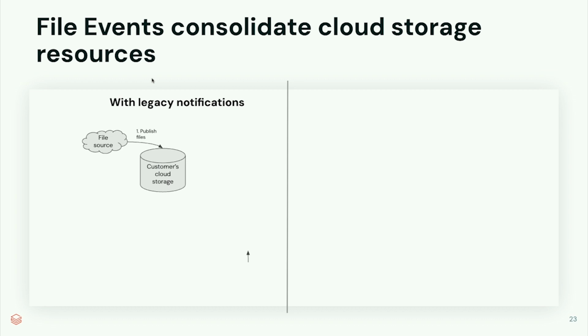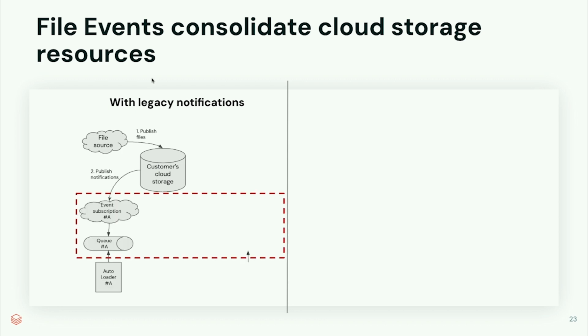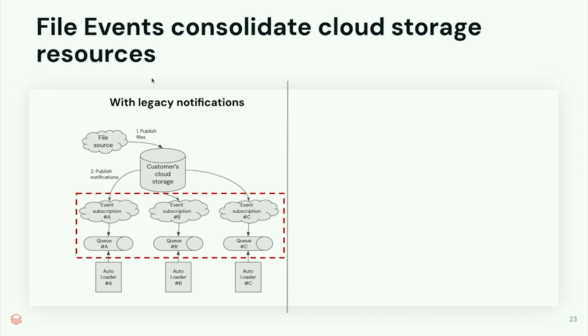Another cool thing about using the file event is that with file notifications, you have to go and create an event subscription and cloud queues for each autoloader source that you create. So if you have, like, 3 autoloader sources that are reading from the same cloud bucket, you may end up creating a large number of event queues and quickly run into the cloud provider limits that can impact some of the very large users.